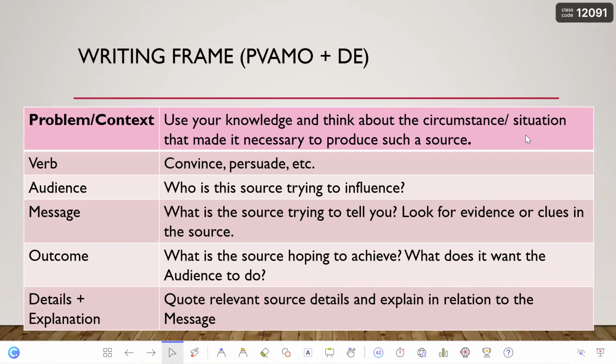And finally, you need to quote relevant source details and explain them in relation to the message. So these are your details plus a short explanation. So this suggests that something, okay? So this is the writing frame that you learn to use in lower secondary history, and it's something that you'll continue to use for social studies. And remember that your PVAMO must be phrased as a reason, okay? Because the question is a why, so your answer must be phrased as a reason in response to the why question.